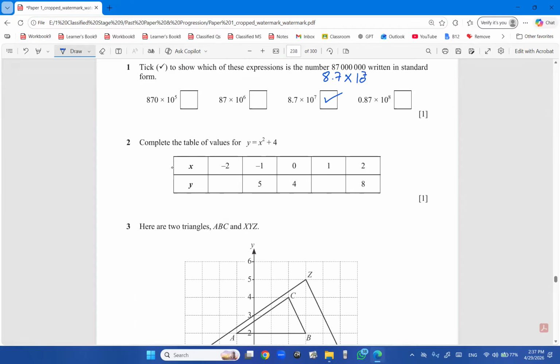Complete the table of values for y equals x squared plus 4. So we need here to substitute x with -2. So -2 squared is 4. 4 plus 4 is 8. While 1 squared is 1, plus 4 is 5.